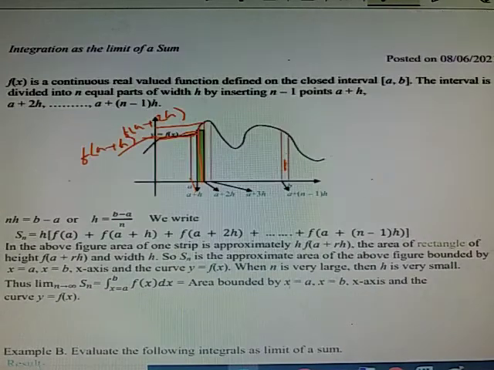So our heading is this one: integration as the limit of a sum. So this definite integration is a sum actually, it is the limit of a sum.